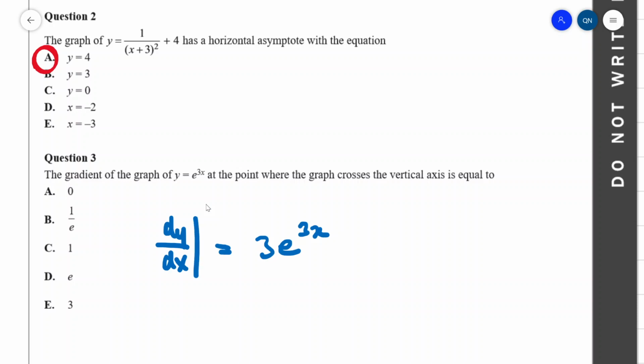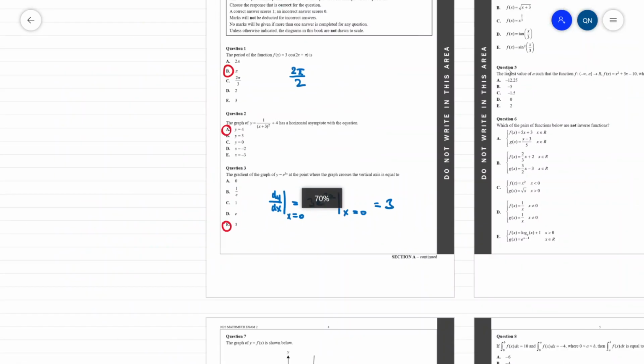And then we just evaluate this at x equals 0. So what happens if you plug 0 into that exponential function? You get e to the 0, which is 1. And then you still have this 3 here. So 3 times 1 is 3. So it's option E.